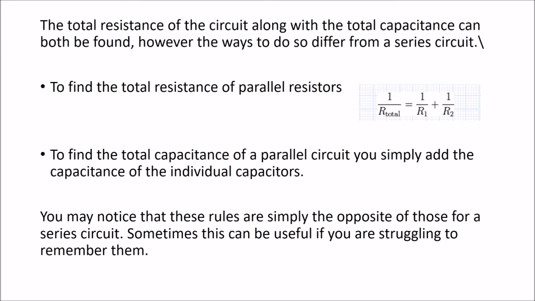To find the total resistance of a parallel circuit, you divide the resistance and follow the small example given here. To find the total capacitance of a parallel circuit, you simply add the capacitance of the individual capacitors. You may notice that the rules are simply the opposite of those for a series circuit. Sometimes this can be useful if you are struggling to remember them.